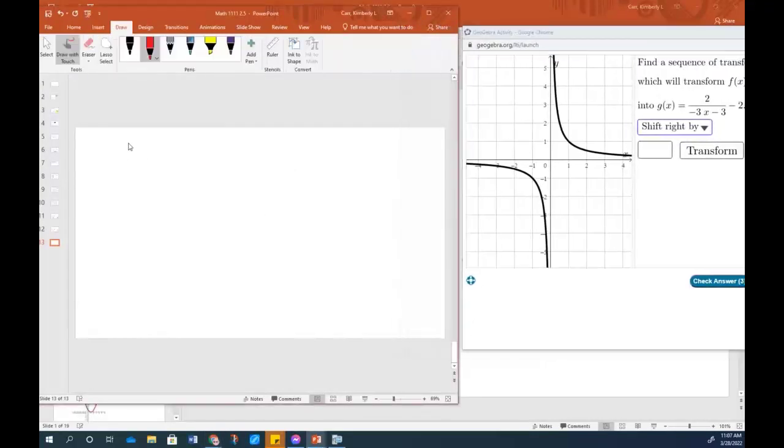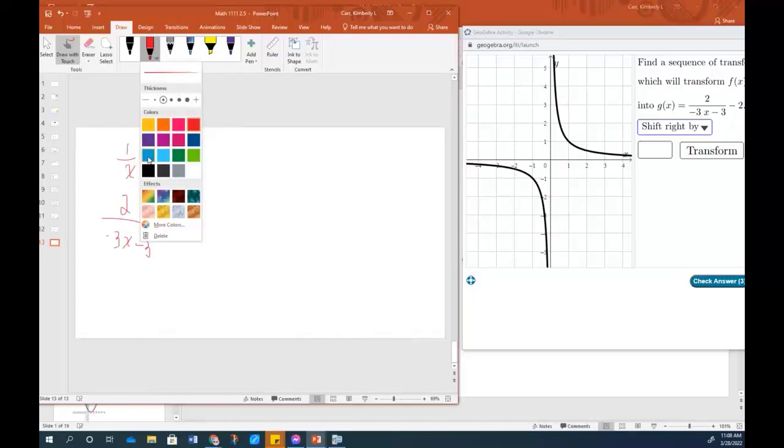What I know is that my parent function was 1 over x. It's kind of off the screen for you now, but that was the parent function. But now I have 2 over negative 3x minus 3, minus 2. What I want to do first of all is figure out what do I have to do to this to turn it into that. Okay?